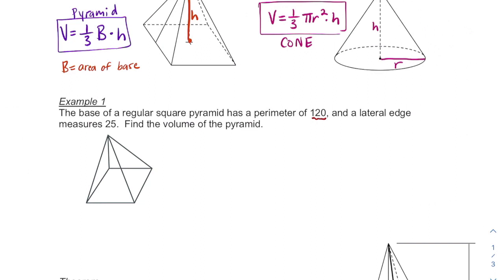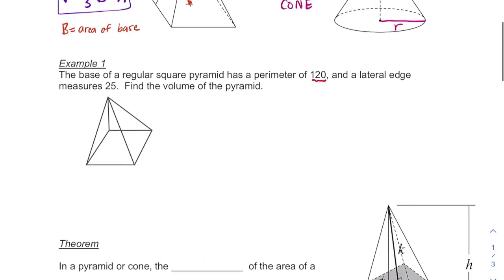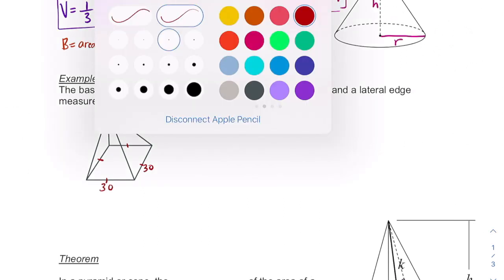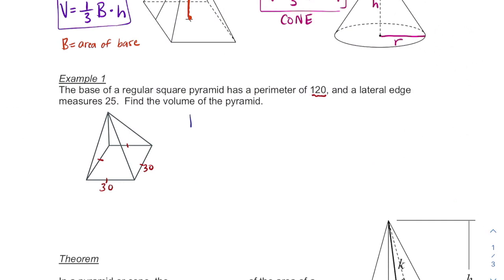Since it's got 4 equal sides, we can divide 120 by 4, and that gives us that each side length is going to be 30. So all of our sides are congruent here. So important pieces that we need as we go about this is we need to know what the area of our base is, and then we need to know what the height is. Now we have yet to draw in the height.